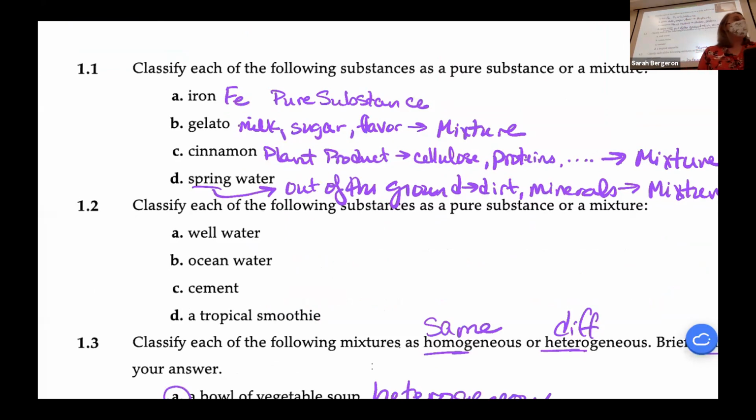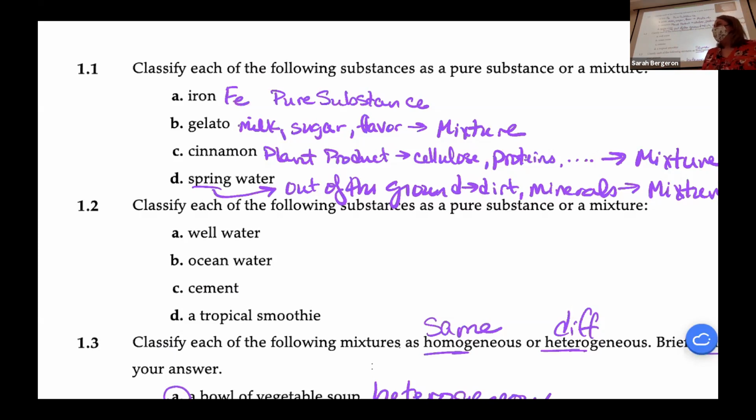All right, gelato. Anybody had gelato before? It's delicious. Yes, I see a few heads nodding. It is Italian ice cream. If you know anything about ice cream, you've got to use some milk, some sugar, and put some flavor in there. I like pumpkin flavored. Strange, but very delicious. So you're putting all this stuff in. Anytime you're making something like a recipe, what are you making? A mixture, right?